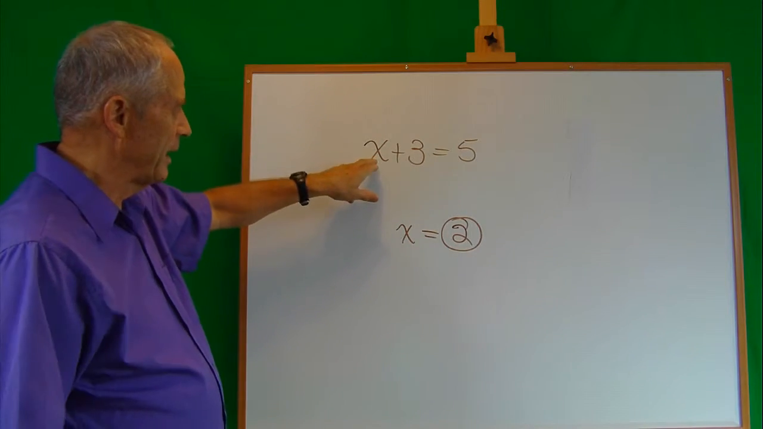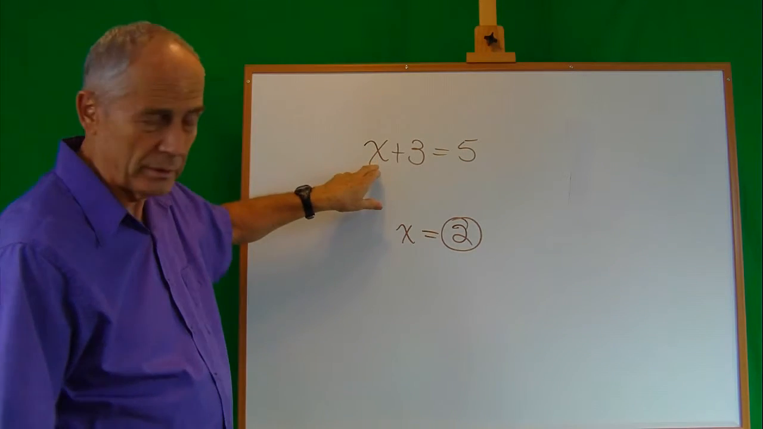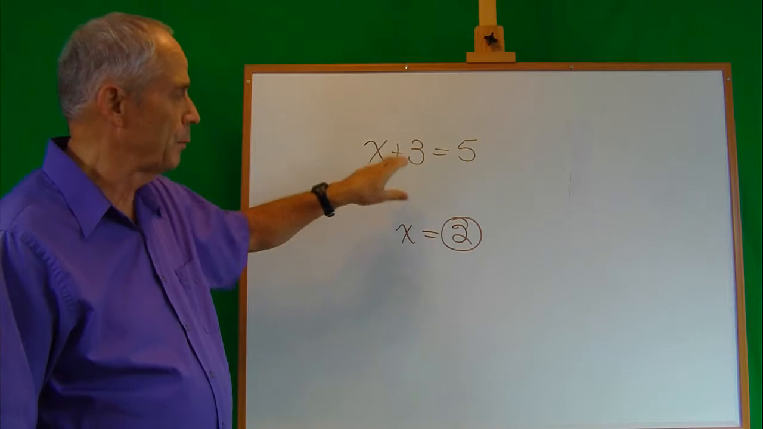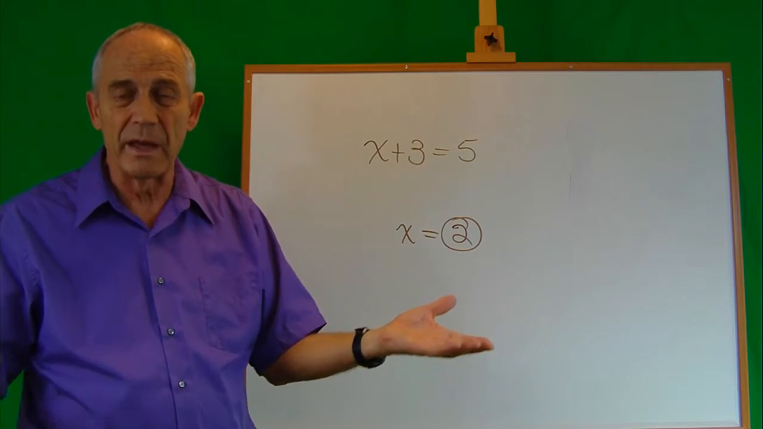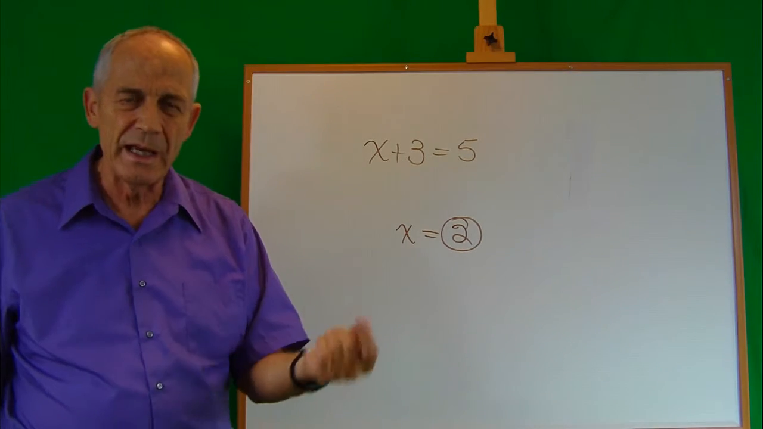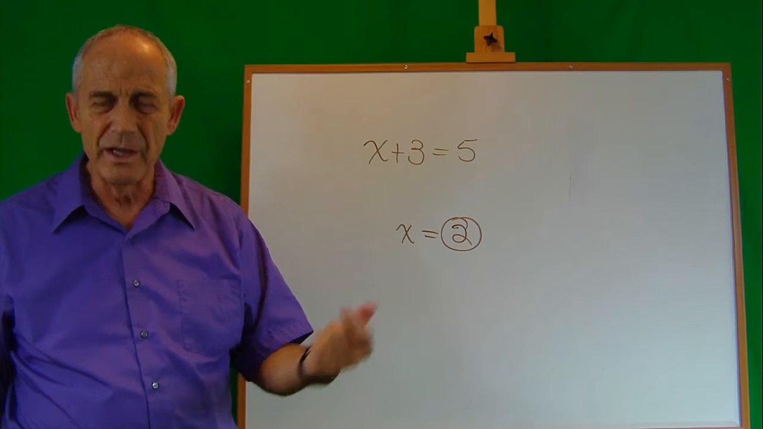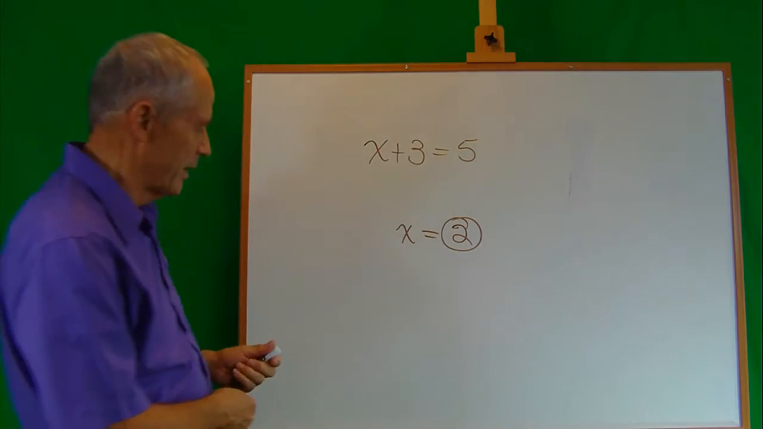So when I look up here, I got to find out if, in fact, that is true. So is it true that 2 plus 3 equals 5? Okay, it is. We know that. And so then we would say that 2 is the solution to this equation. 2 is the solution to this equation.